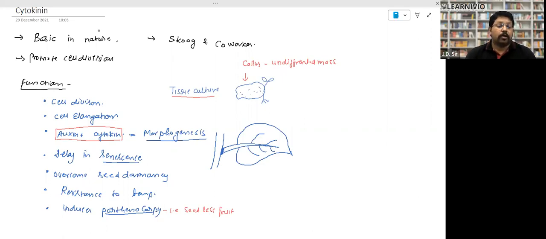Okay, look, this is basic in nature. It was discovered by Skoog and co-workers. It promotes cell division. Cytokinin is responsible for cell division, right? The basic function is cell division. Like if you ask me the basic function of auxin, that is also responsible for phototropic movement, right? Cytokinin, cell division. Gibberellin, growth.